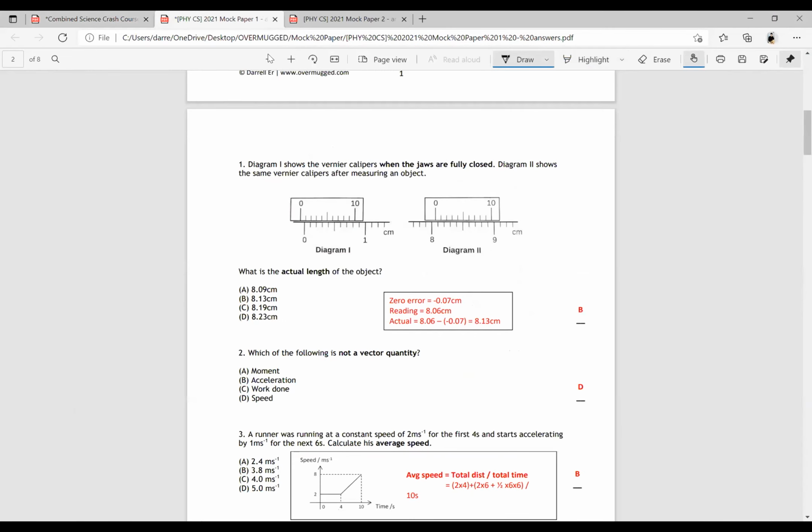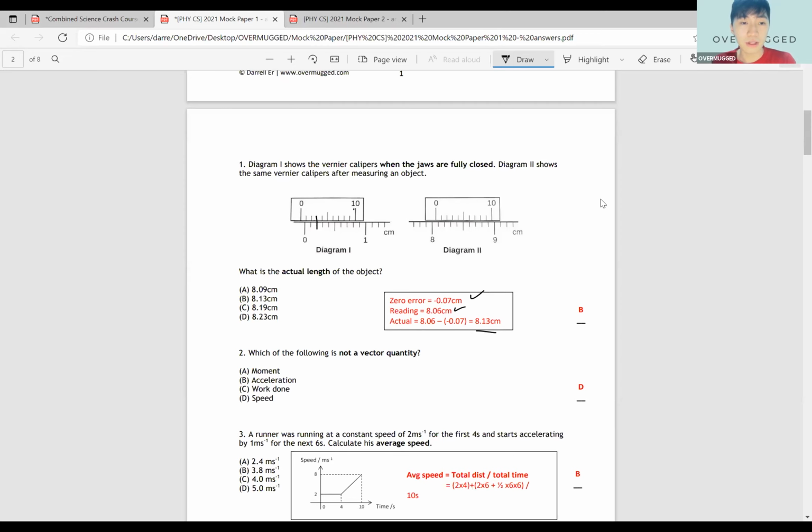Okay, so if you take a look at the question here, do you notice that diagram one is actually showing a negative zero error? Why do I say that? It's because the small ruler zero is in front of the big ruler zero, and the line that aligns is actually the third line here. So instead of saying it's a negative 0.03 error, I count from the back, right? So what is happening here is actually a negative 0.07 error. Then if I do a normal reading in diagram two, I'll get 8.06. So what do I do with my negative zero error? I subtract my zero error. So essentially, I'll get 8.13.